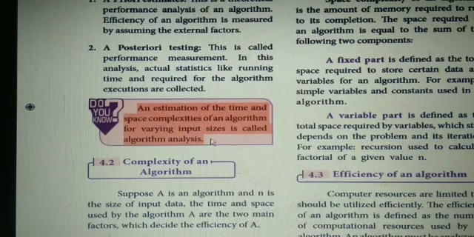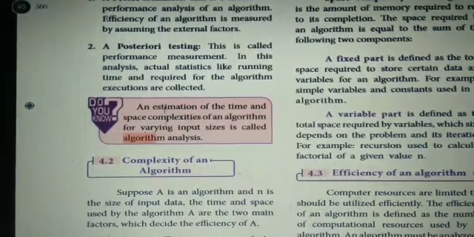You develop an algorithm for addition of two numbers, and you give input values 2 and 3. You get the result 5. Immediately you should not stop, and we should not conclude that our algorithm is correct. We should pass different types of values for A and B. If for all the input values we get our desired output, then that is a good algorithm, an algorithmic solution. Passing different inputs and checking this way is called algorithm analysis: an estimation of the time and space complexities of an algorithm for varying inputs.